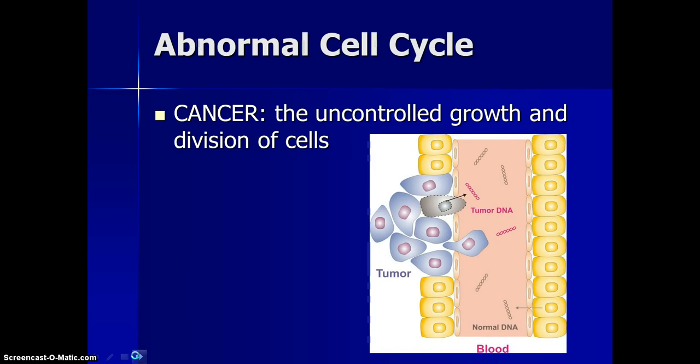The abnormal cell growth is what we call cancer. Cancer, by definition, is the uncontrolled growth and division of cells. The diagram demonstrates this out-of-controlness. So you can see normal cells are yellow, and then here these have gone out of control and have created what we call a mass or tumor.